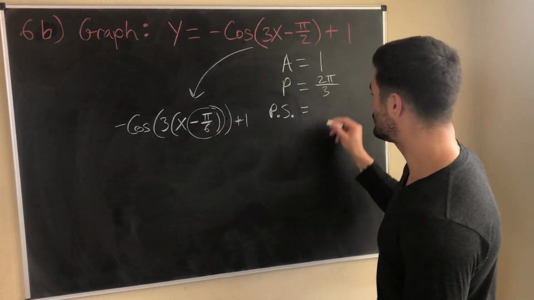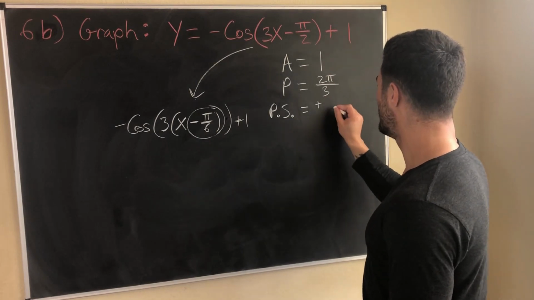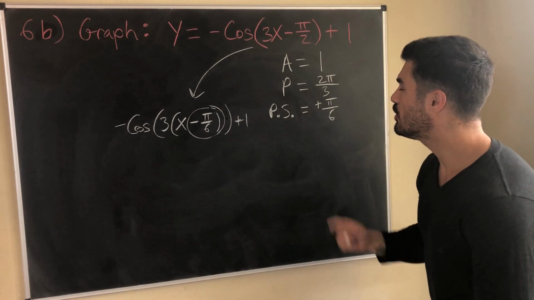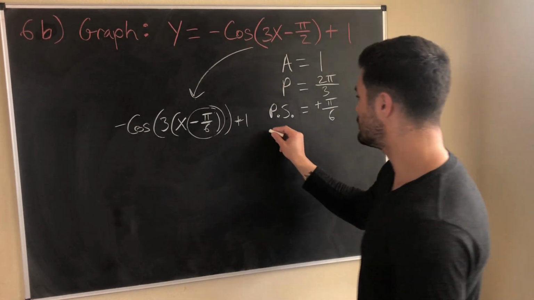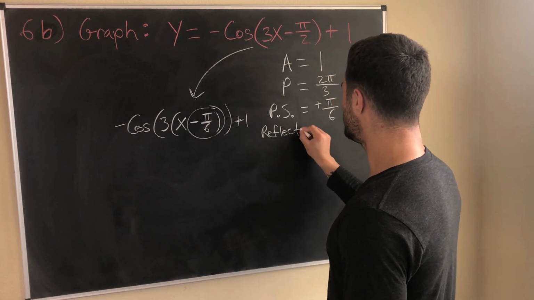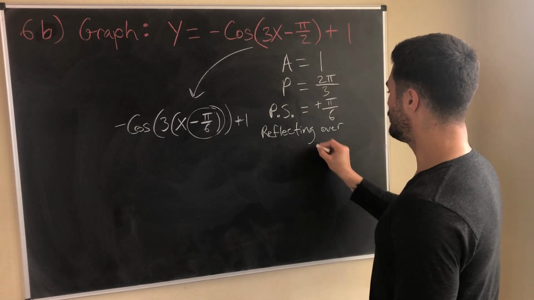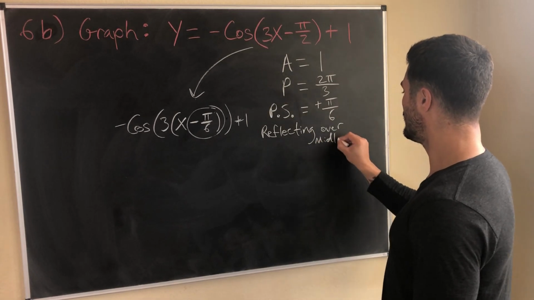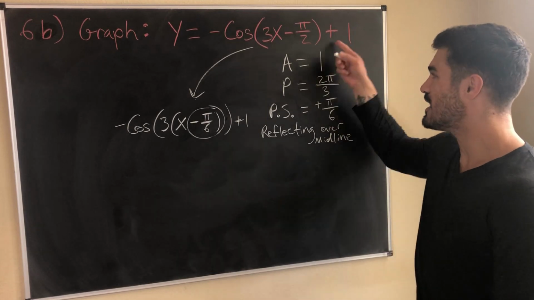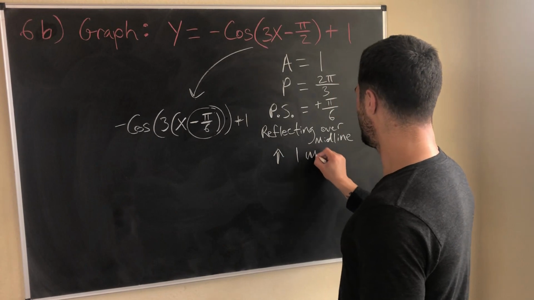But our phase shift is to the right by pi over 6, not pi over 2. So I'm going to write it as plus pi over 6 because we're going to the right. We're shifting to the right. What else can we write? Well, there's a negative out in front, so we can write reflecting. And where is it reflecting? I like to think of it as reflecting over the midline. And we're going to see how that works out when we graph it, but I like thinking of it this way. And then we have shifting up 1 unit. So I'll write an up arrow 1 unit.